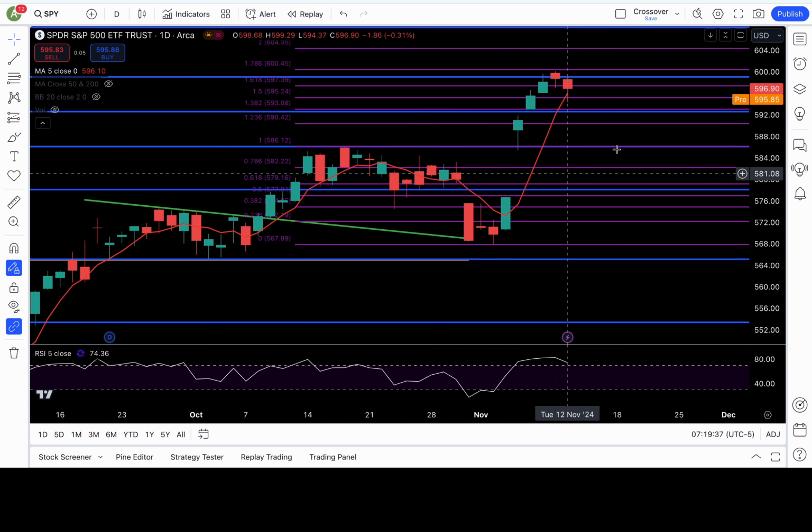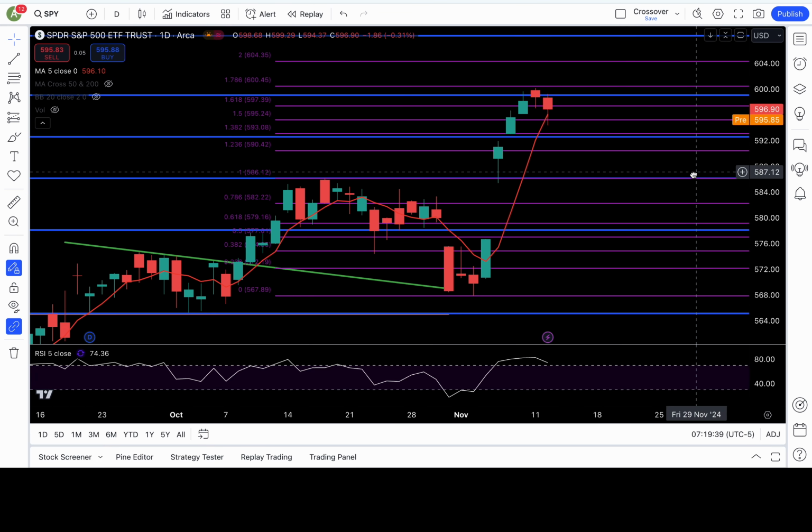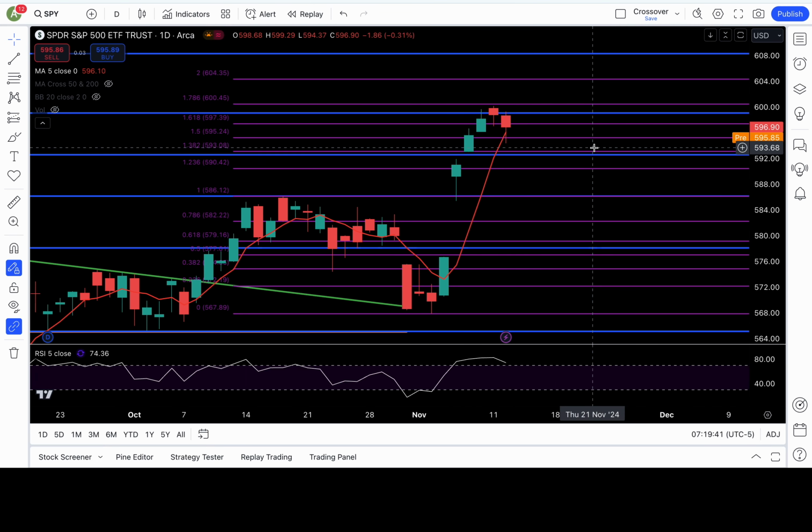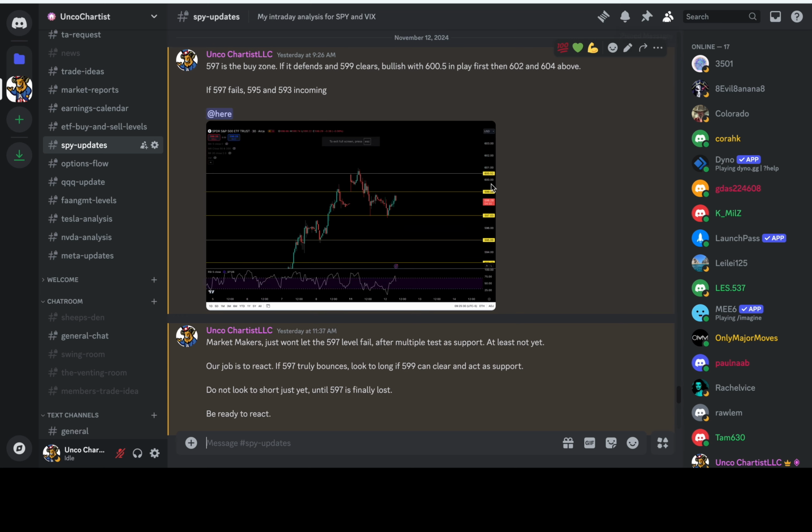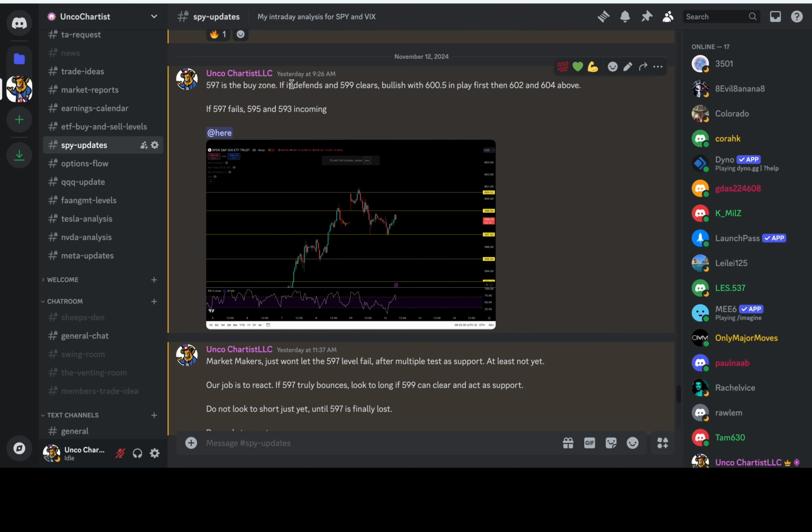Now, yesterday, Uncle Charles gave you guys a couple of levels to watch out for. Okay? I gave you the 597 level and the 595 level. I wrote it in my Discord as well. Right before the market opened, 597 is the buy zone. If it defends and 599 clears, bullish with 600.5 in play first, and 602 and 604. So I like to trust bounces off support when it is strong enough to clear a resistant level. And then I also wrote if 597 fails, then 595 and 593 incoming.